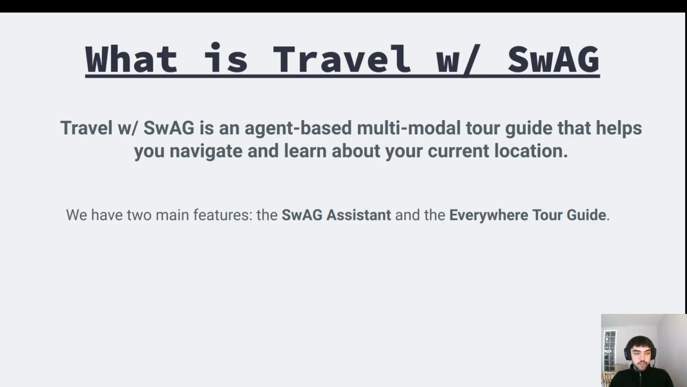So what is Travel with SwAG? Travel with SwAG is an agent-based multimodal tour guide that helps you navigate and learn about your current location. We have two main features, the SwAG Assistant and the Everywhere Tour Guide.